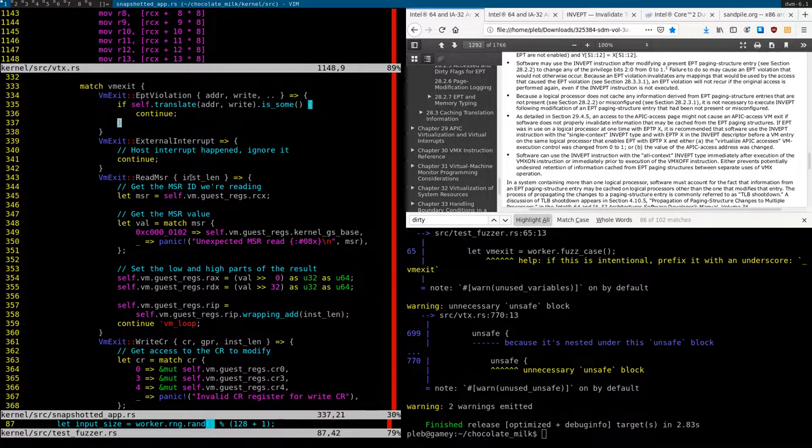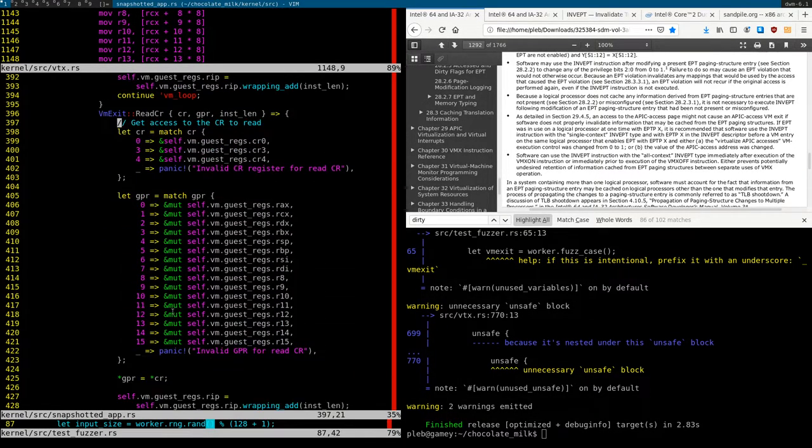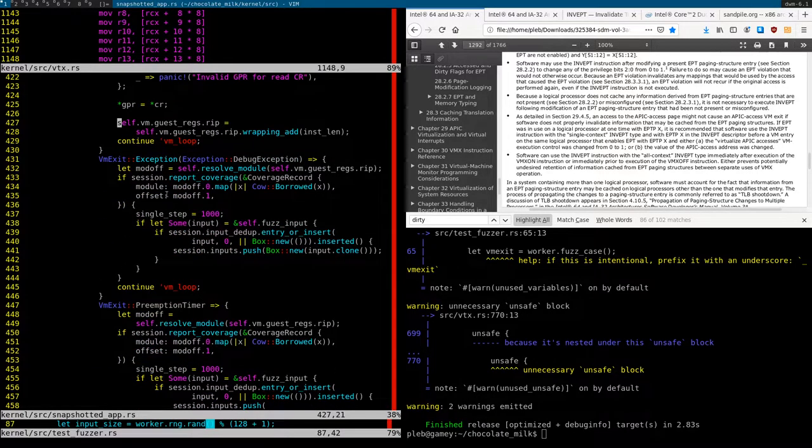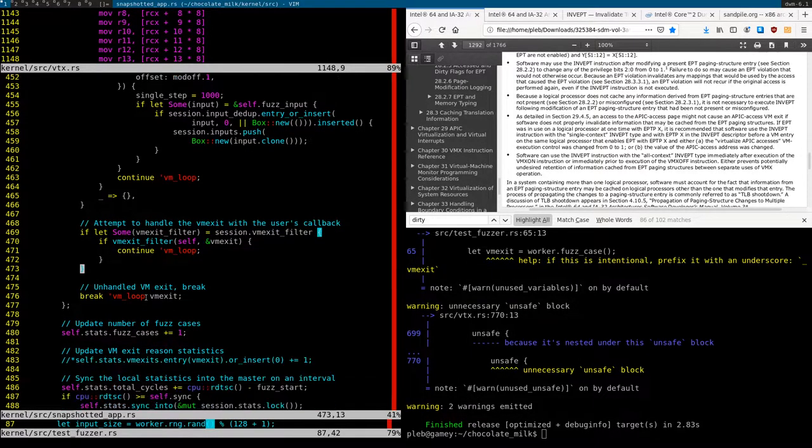Read MSR. That's cheap. Write CR. That's cheap. That's cheap. These are not cheap, but that doesn't matter too much. And then VM exit filter, which I don't have one installed. Then I break out of the loop.